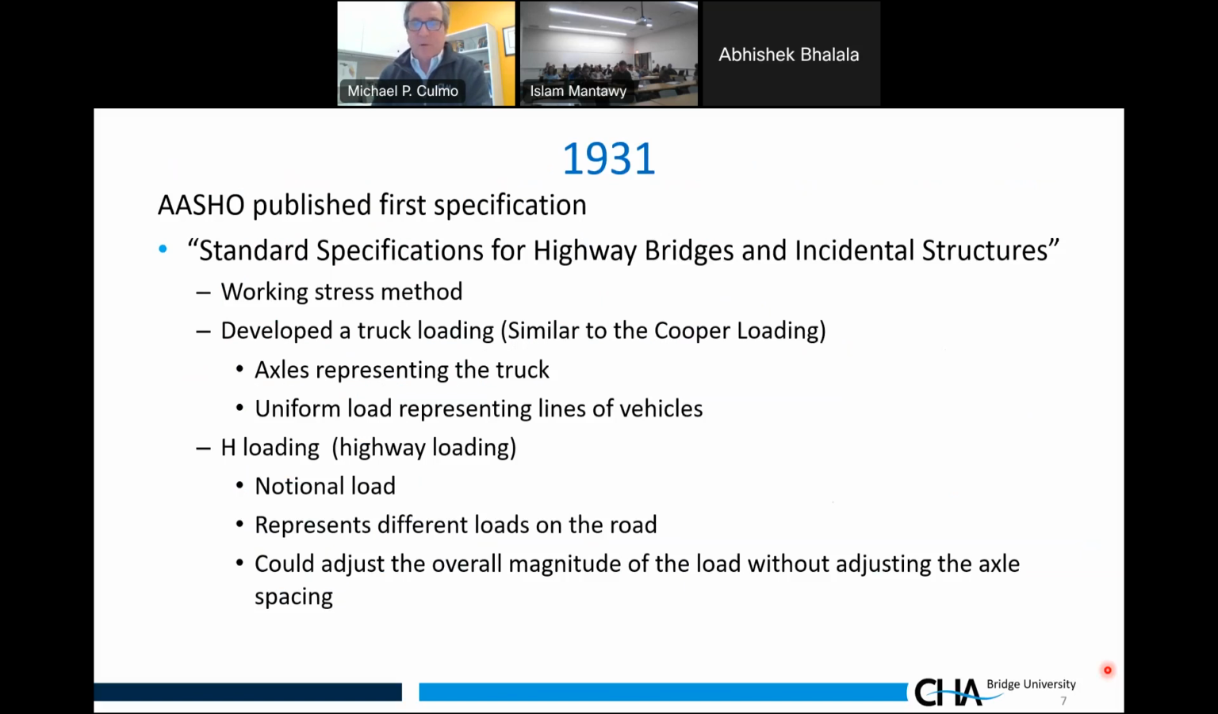All load factors are 1.0. So instead of designing for an ultimate strength, we design for a working stress or an allowable stress. A good example in working stress for structural steel design, we calculate the bending stresses in beams with unfactored loads, and we assign an allowable stress to the steel, typically 0.55 times the yield stress of the steel. So that was in use for many years.